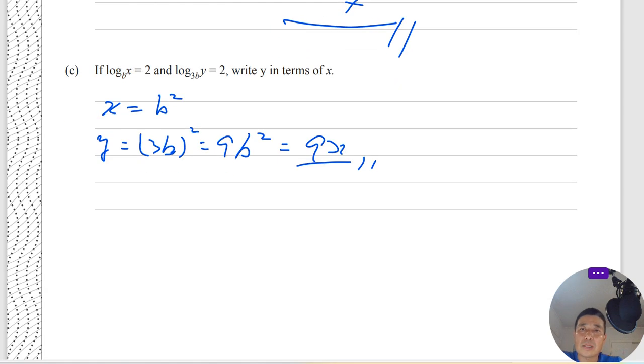So log x to the base of b is 2, log y to the base of 3b equals 2. Write y in terms of x. So from this, x must be b squared, right? From that, y equals 3b bracket squared. I bet many of you forgot that bracket. So that is 9b squared, right? So as you know, b squared is x, so you plug x into that, and y must be 9x.